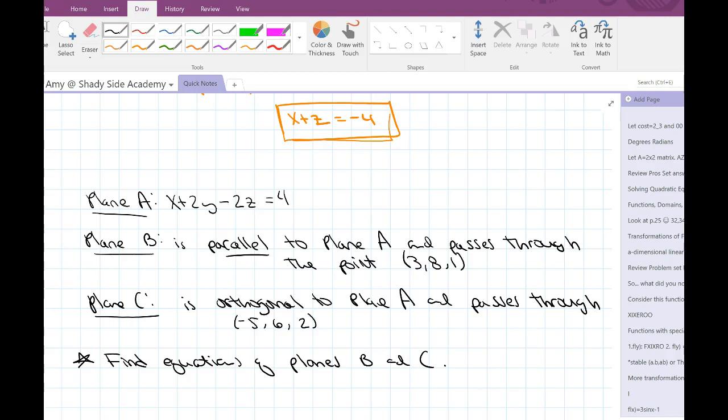You have the equation of plane A. Plane B, you're told, is parallel to plane A, but passes through the point (3, 8, 1). And plane C is orthogonal to plane A and passes through the point (-5, 6, 2). Find equations of planes B and C. Go ahead and see what you can do with this, all right?